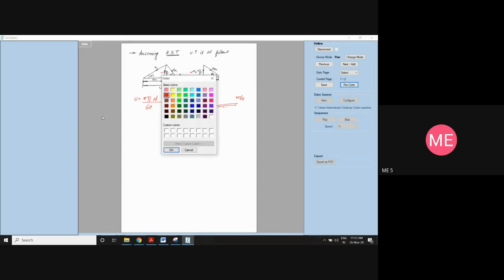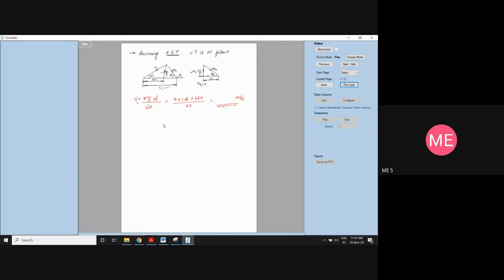Can anyone tell the answer, what is U1? 33.77. Very good. 33.77 meters per second. Even though he has not asked, I have done that because he is asking efficiency, and for that it is required. Next, we will find out power also. Power is given, so we'll see what else can be done with the help of power.